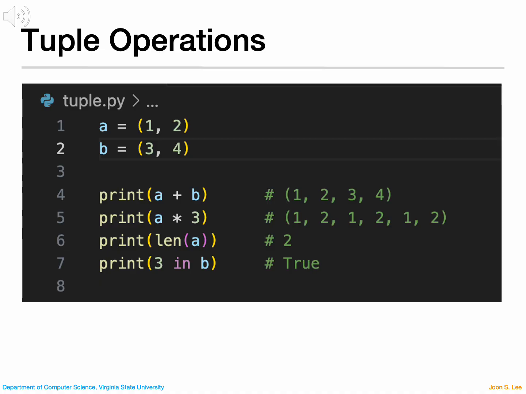len(A) gives the length of the tuple, in this case, 2 elements. Finally, the expression 3 in B checks for membership. It asks whether the value 3 exists inside tuple B. Since it does, the result is True. So even though tuples can't be modified, we can still combine, repeat, measure, and search them, all without changing the original data.